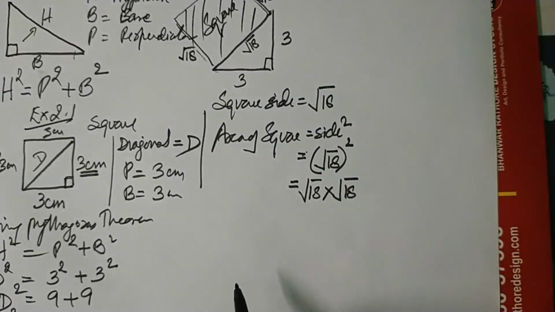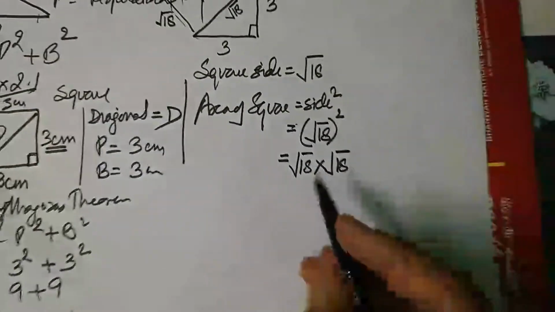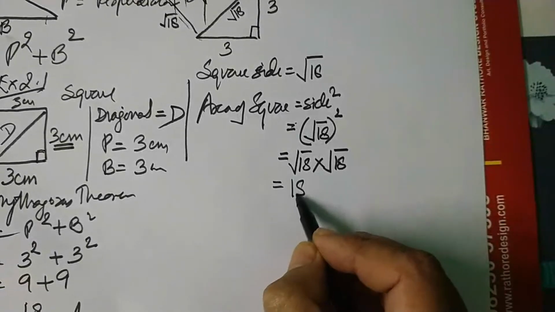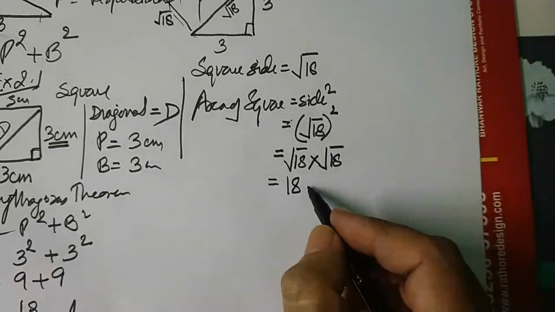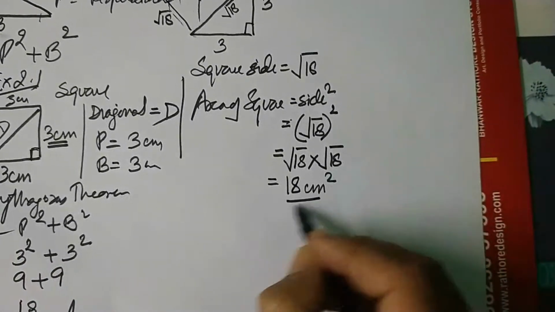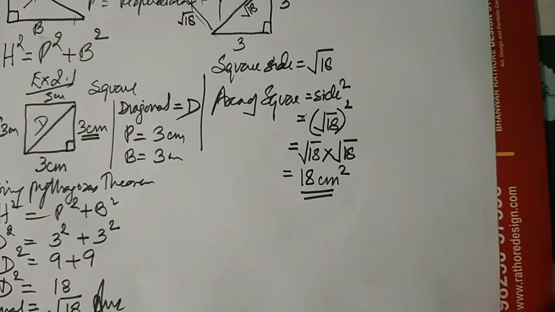You will multiply them. And I have told you a simple rule in class that whenever you multiply a square root with the same square root, the answer is the same number. Under root 18 into under root 18 is 18. So the answer is 18 centimeter square. So you have got the answer. Got it? So area of the square is 18 centimeter square. So you can see this explanation again, how it came. And there is a similar question.